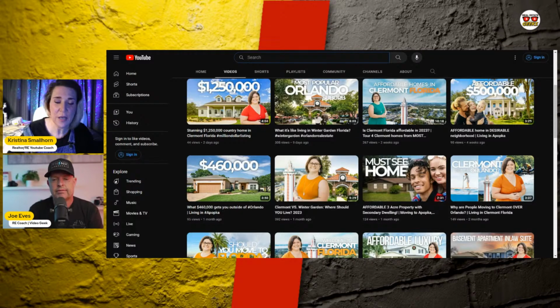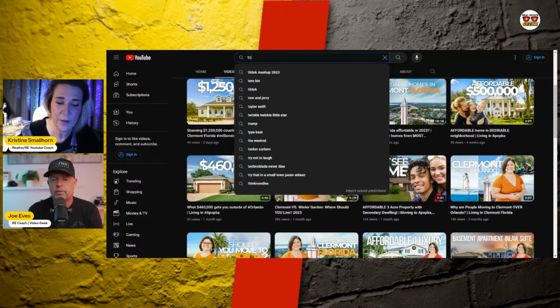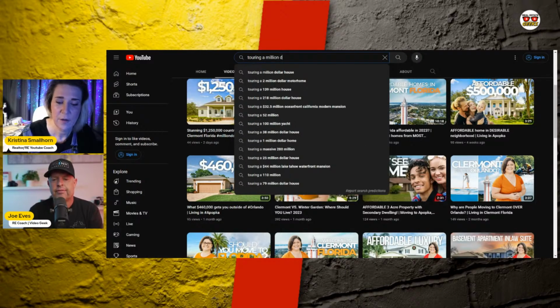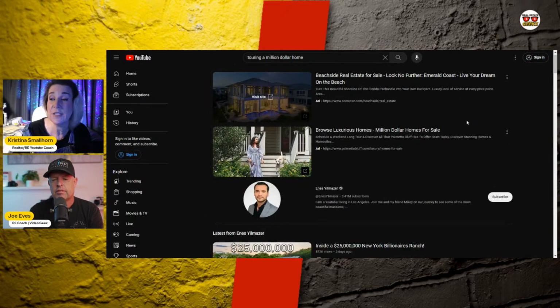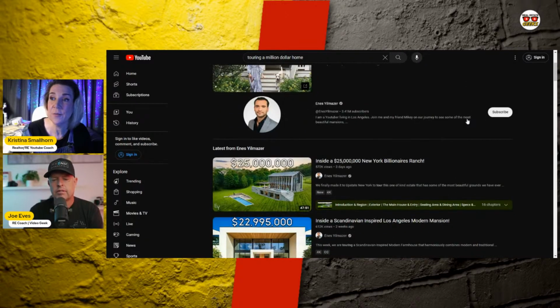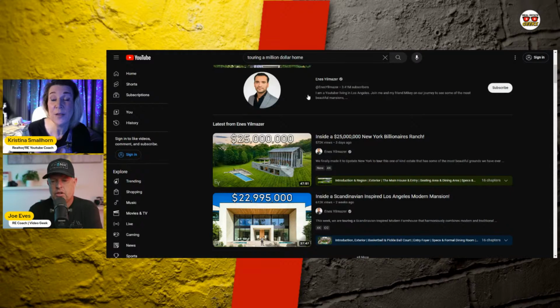Right. So I'm just going to put touring $1 million home in there just to see. I'm going to show you what other real estate agents have done. Look how simple this one is. He does not have his image on there. It's just the price of the home, just showing the house. Very pretty dusk, and it shows the price at the top.